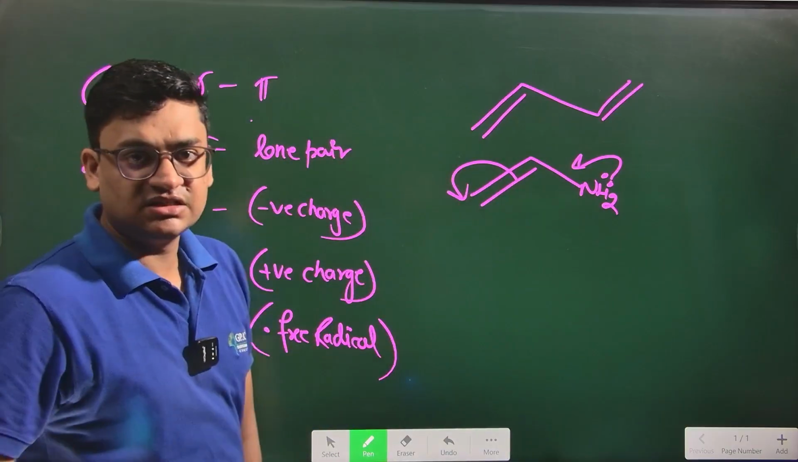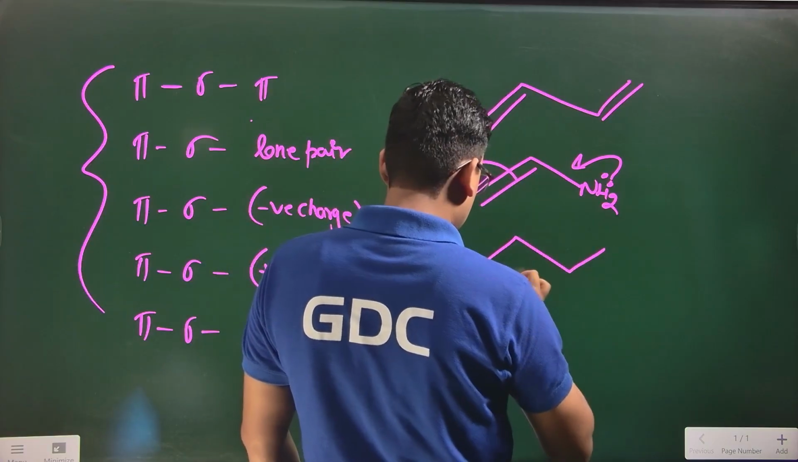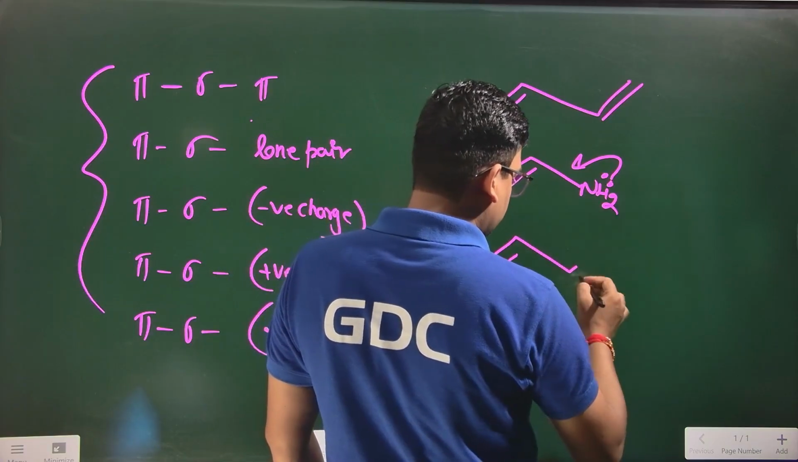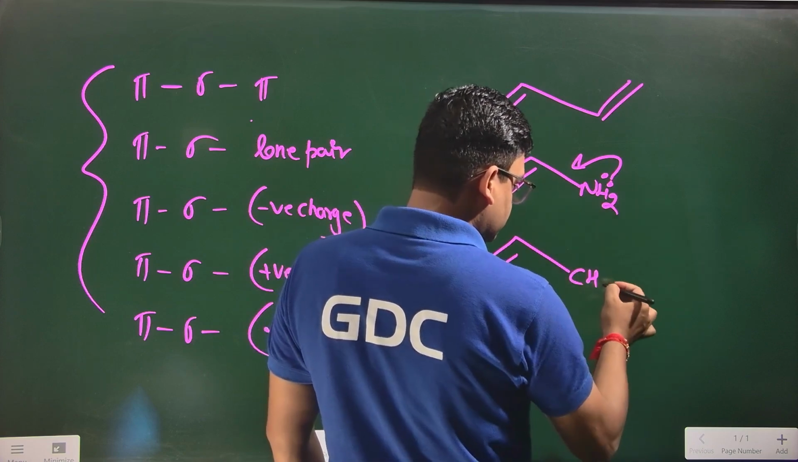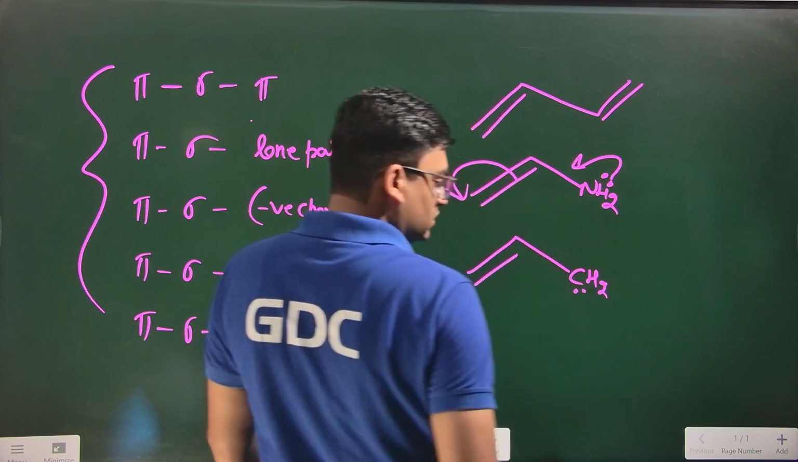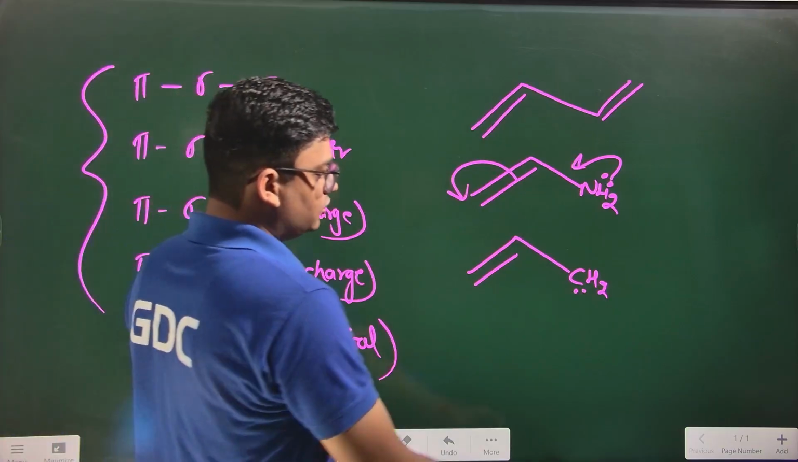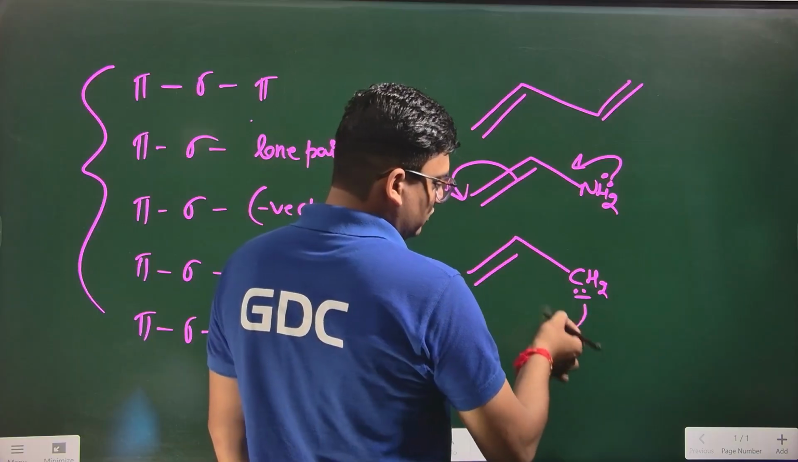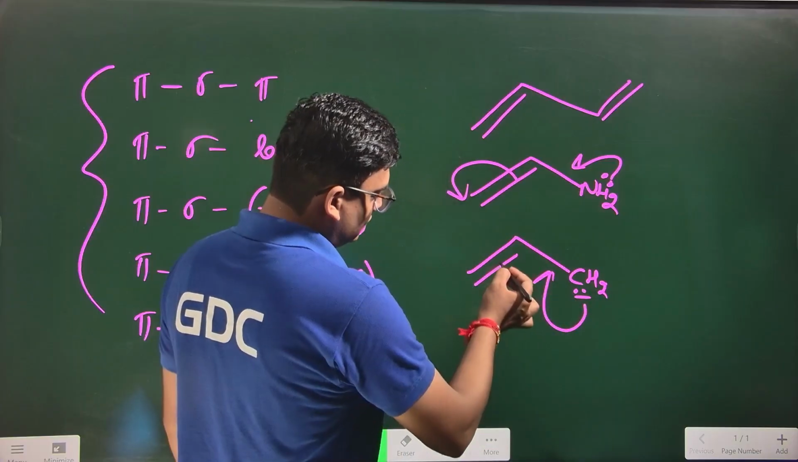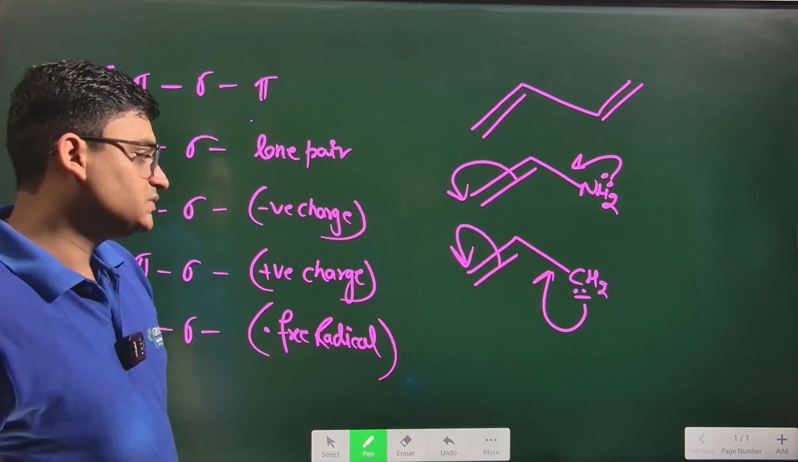If it has pi, sigma and negative charge, so we have a pi bond, sigma bond, pi bond, sigma bond, and let's suppose this has a carbon, CH2. The same condition that happened in the case of the lone pair happens here with the negative charge. This negative charge will be shifted to this position and now this pi bond will shift to this carbon in the form of negative charge.